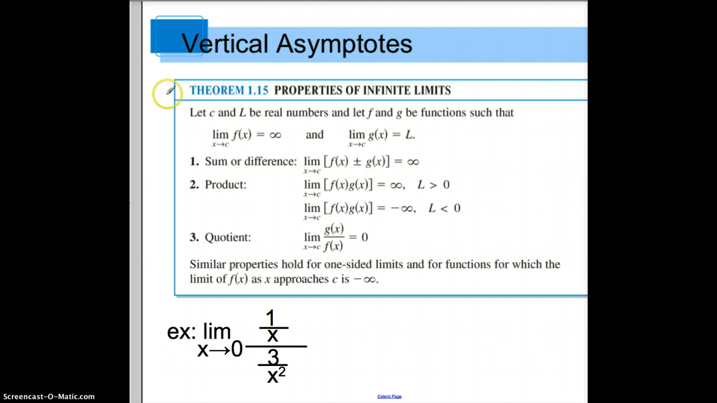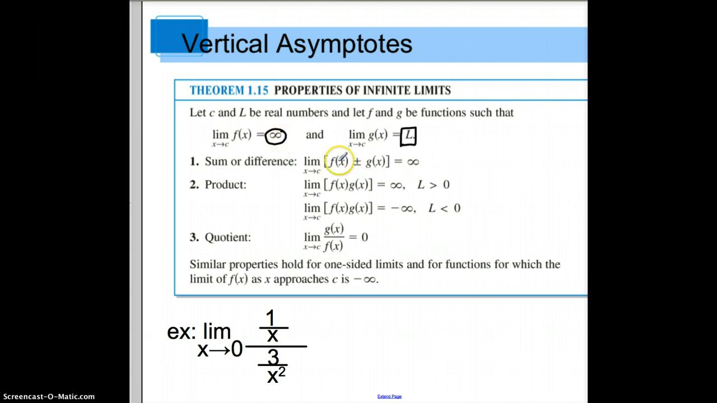Alright, so let's look at some examples of properties of infinite limits. If we have a function f where the limit as x approaches c of that function is infinity, so that limit does not exist, and we have another function g that actually has a limit, so that could be 10 or 4 or 1/3 or whatever, but the limit of f of x is infinity.